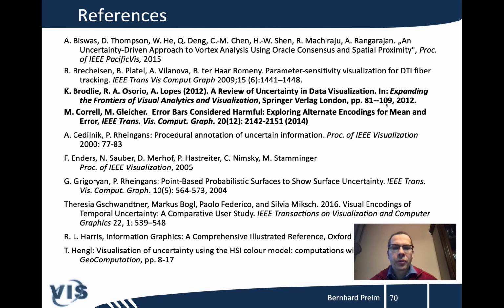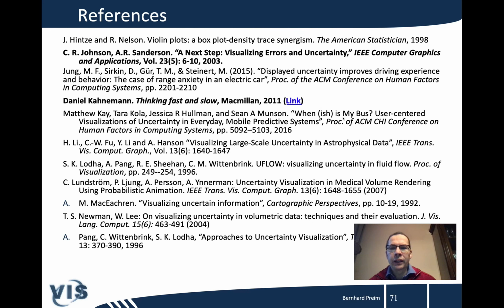I learned a lot from this paper here from Corell and Mike Gleicher. Error bars considered harmful, because I was not so aware of this harmfulness of error bars so far. And of course, a paper in a leading visualization journal cannot only criticize something, they came up with alternate encodings that are quite useful. As a short introduction in uncertainty visualization, this paper from Chris Johnson is quite interesting, visualizing errors and uncertainty.